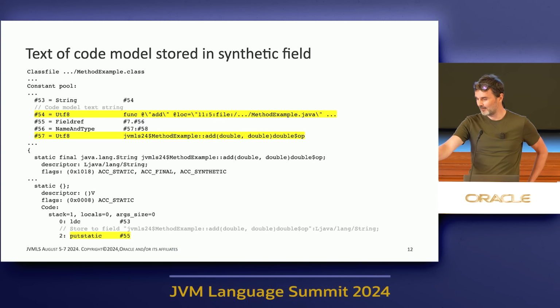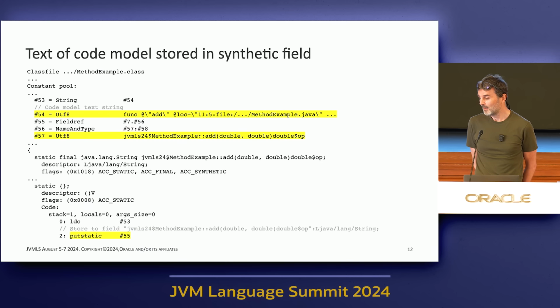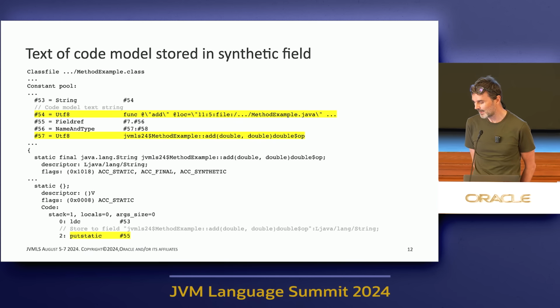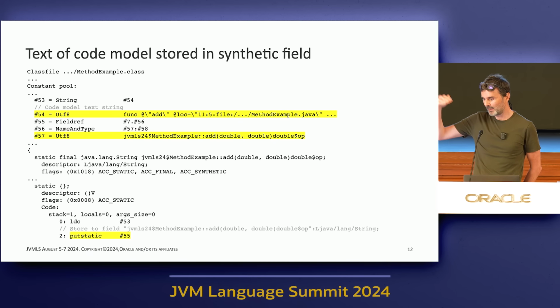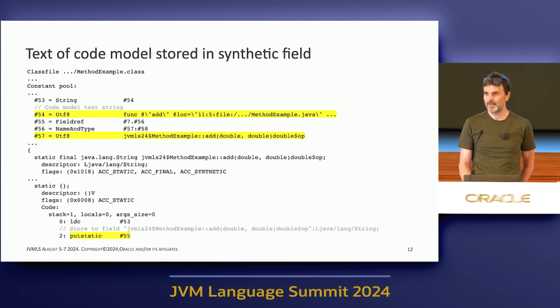We can see a highlight here on the constant number 54. There's this strange string called thunk with an add and some location like that. That's our serialized code model. And then we have a hash 57, which is the name of the field where we're storing the string of the serialized form of this code model. And then we see a static initializer at the end there, and we're doing a putstatic 55. If you follow it back, 55 refers to 7 and 56, and 56 refers to 57, which is this field name, and you can see it refer to the content too. So that's how we're doing it right now. It's pretty straightforward. I'll talk later, it might not be the way we end up doing this.